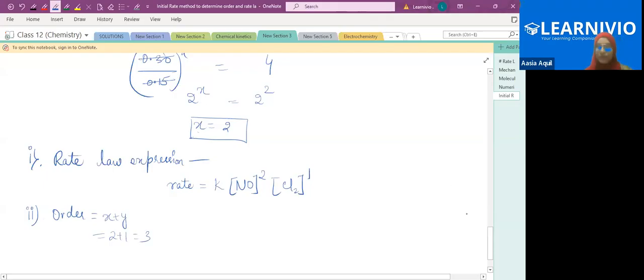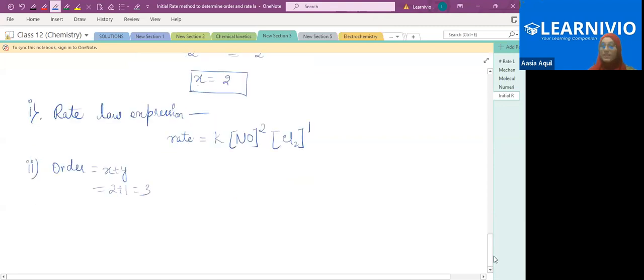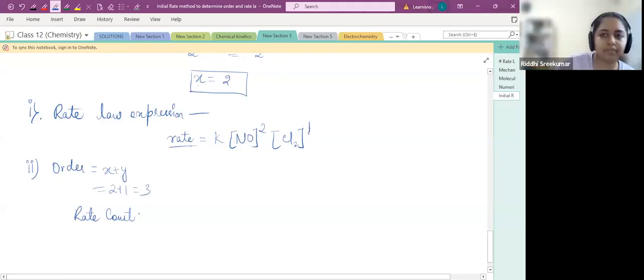Third order reaction. Now just calculate the rate constant value. The rate constant value you can calculate from any experiment; you will get the same value. Let's see, you can write from here that the rate is equal to K into [NO] square, upon [Cl2] raised to the power 1.